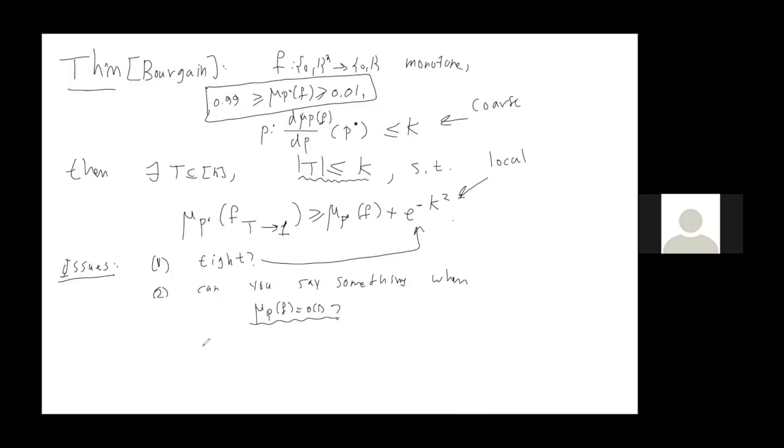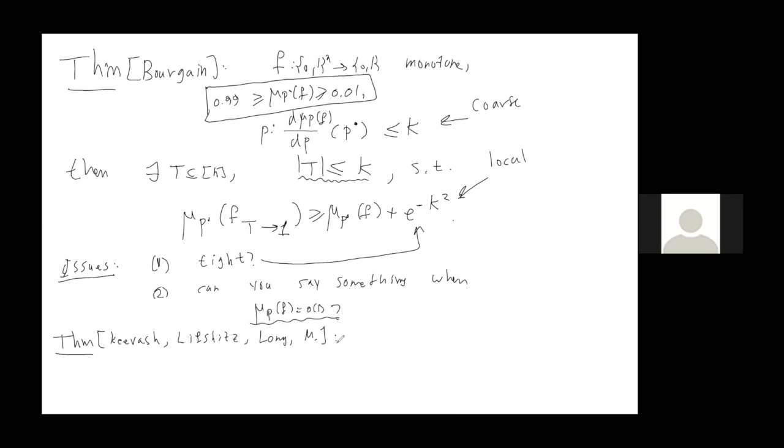Good. So these are the two issues that we have with Bourgain's theorem, but luckily we can get rid of both of these issues. So this is a theorem, so finally I'm saying something new. This is a theorem of Kivash, Lifshitz, Long, and myself. We give a tight version of Bourgain that also holds for small measure.